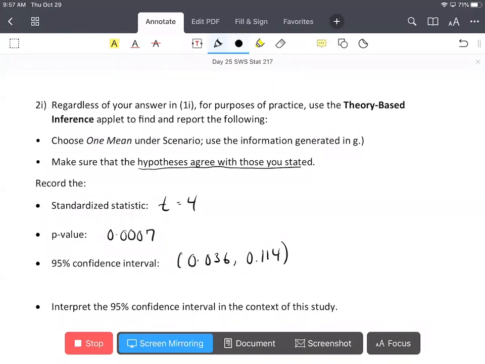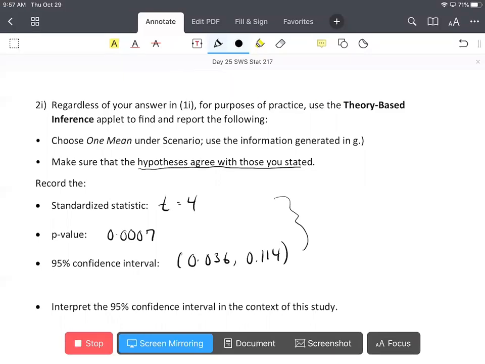Standardized statistic, T equals 4. My p-value is very small, it's 0.0007. And my 95% confidence interval is 0.036 to 0.114. Now this is where we have to be careful. We want to interpret the 95% confidence interval in the context of the study. First of all, before we do that, I just want to observe that these numbers all agree.